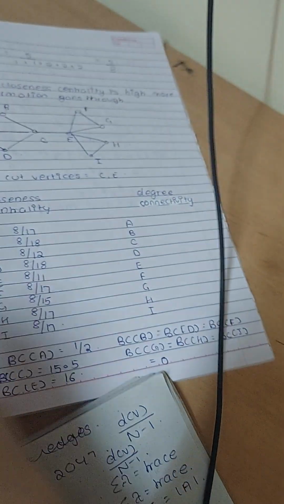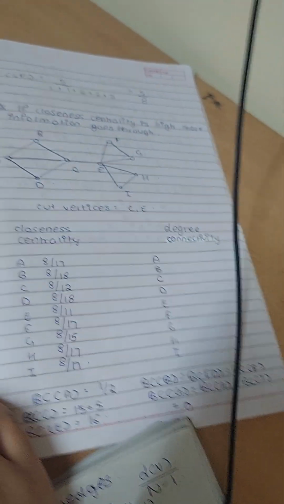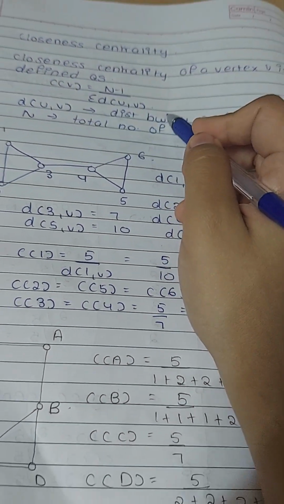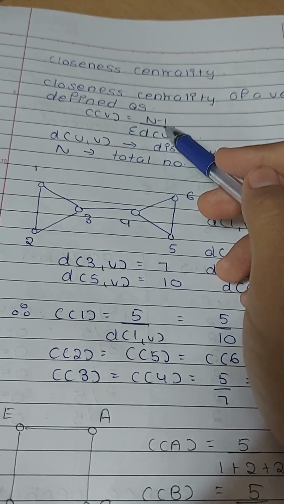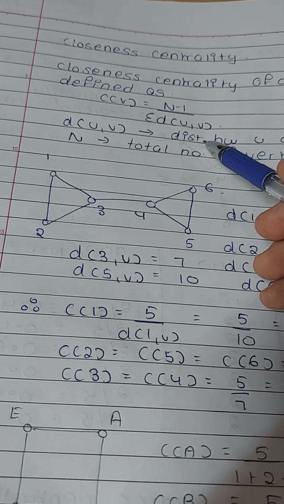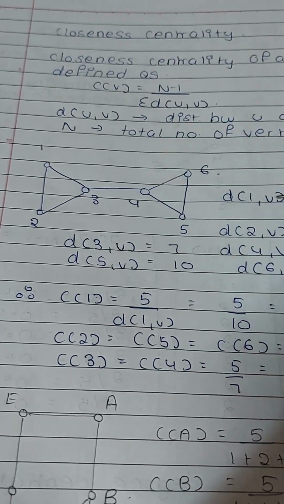We will do that. And then we have the closeness centrality. So what happens in that? It's n minus 1 by sigma duv. That is, n minus 1 is the total number of vertices minus 1, that much is already known. Now what is sigma duv? It is the sum of distances of a vertex from all the other vertices.